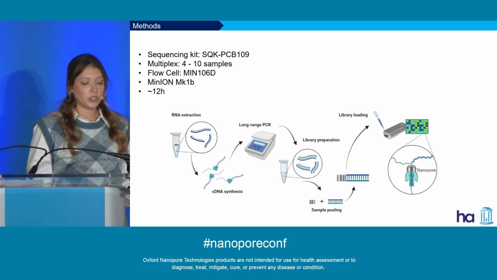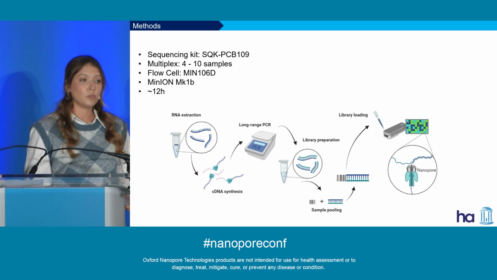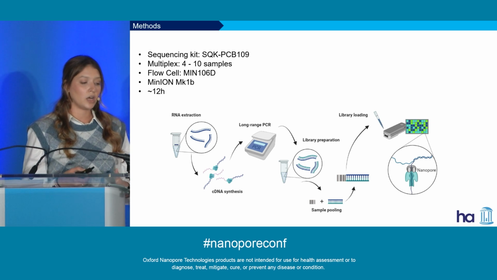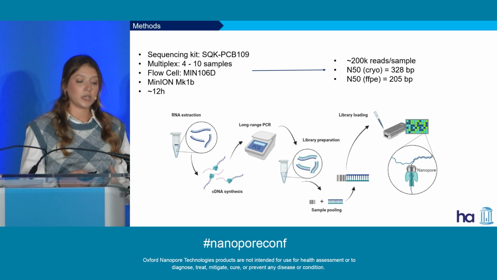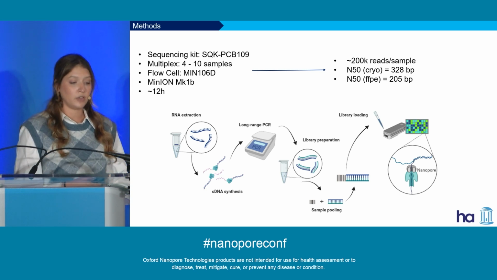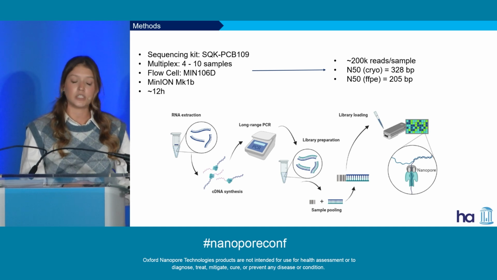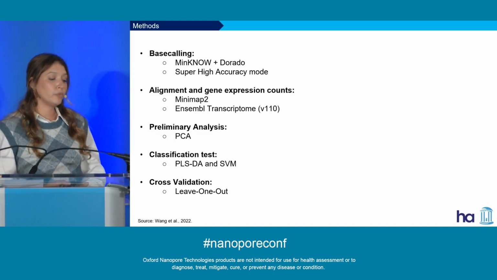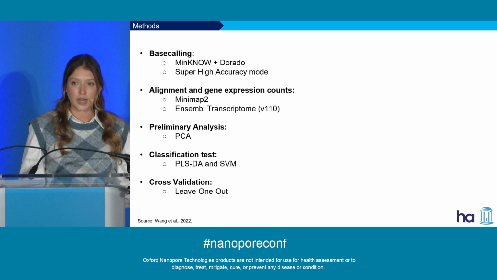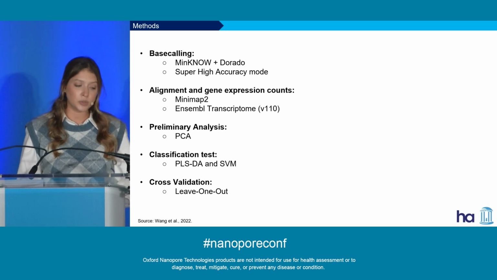To do that, we used the PCB109 kit in the MinION flow cells. We also multiplexed them at around 4 to 10 samples per run, and we did that for around 12 hours. So we got around 200K reads per sample, and we had an N50 of 328 base pairs for cryopreserved samples and 205 base pairs for FFPE. We performed base calling using Dorado in super high accuracy mode, did alignment and gene expression counts using Minimap and the Ensembl transcriptome.